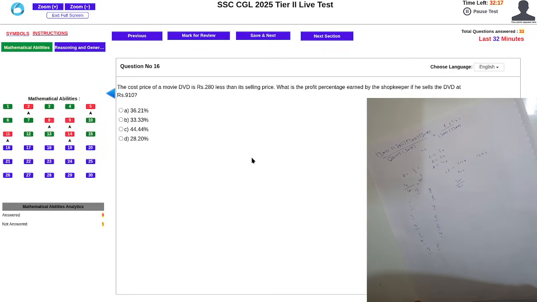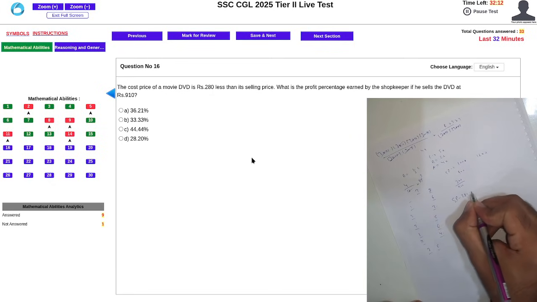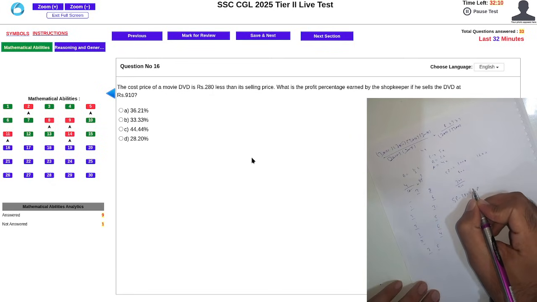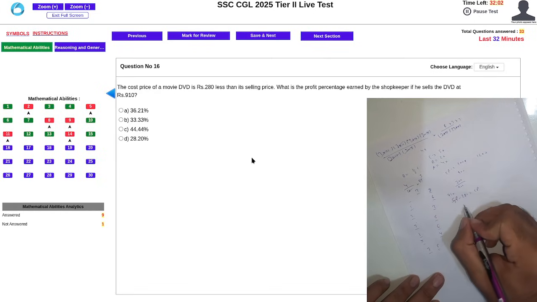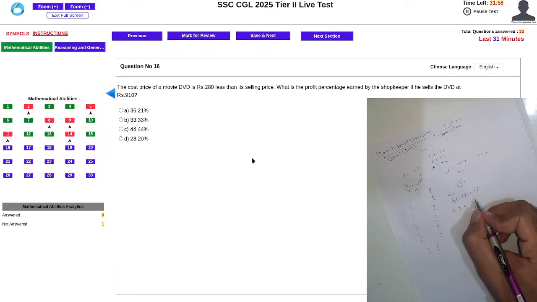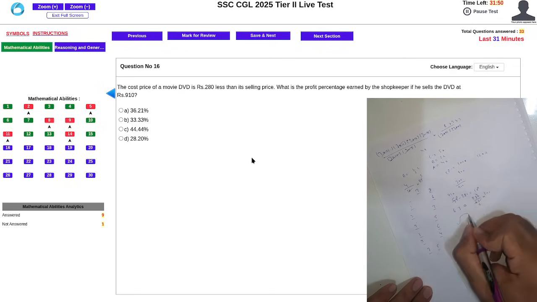The cost price of wood is divided, and it is sold for less than the selling price, P minus 2 is to CP. What is the profit percentage? What is the profit he makes? 630, 280, 630 into 100, 4 9.